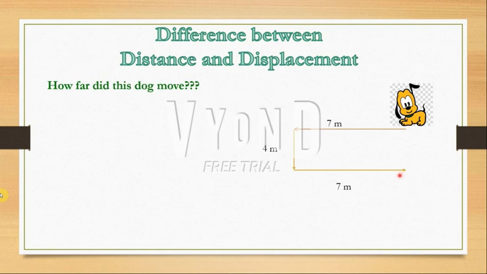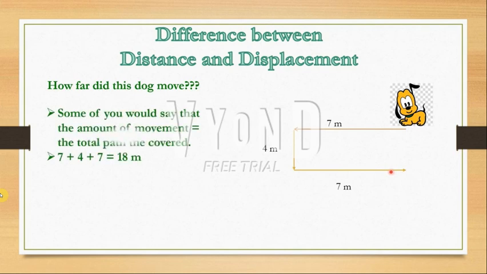There could be two answers to this question. One answer is, if I want to know how far this dog moved, all I need to do is add the distances or the lengths he covered. So he ran for 7 meters, then 4 meters, then again 7 meters. This dog moved 18 meters.